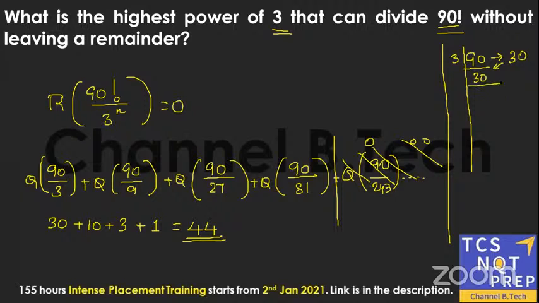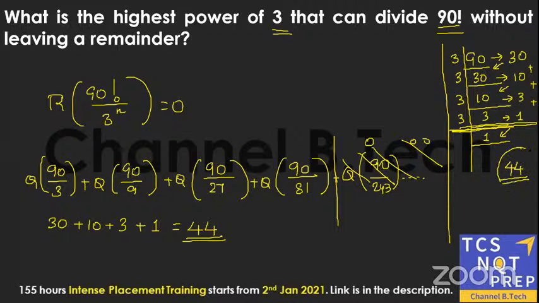Again divide by 3. What do you get? Quotient 10. Write that here. Again divided by 3, you get quotient 3, right? Write it here. Again divided by 3, you get quotient 1. Write it here. Now, can you divide 1 by 3? No, right? So, stop at this point. No need to continue. Add these values, 30 plus 10 plus 3 plus 1. How much do you get? 44. Right?